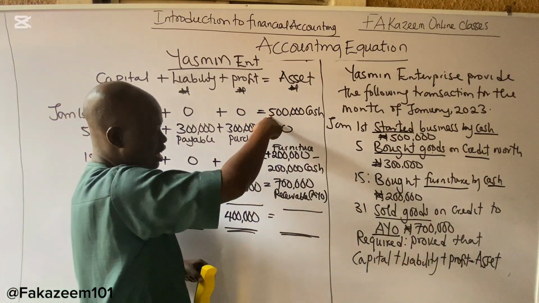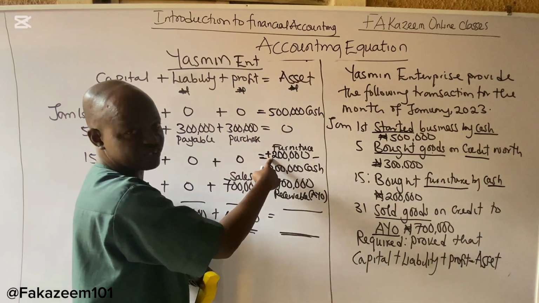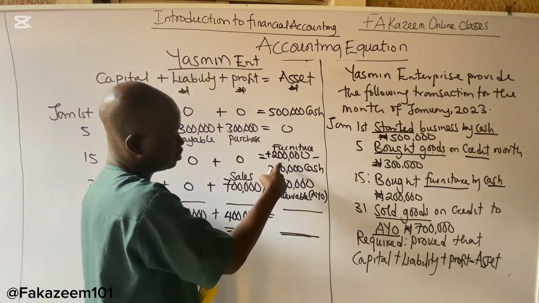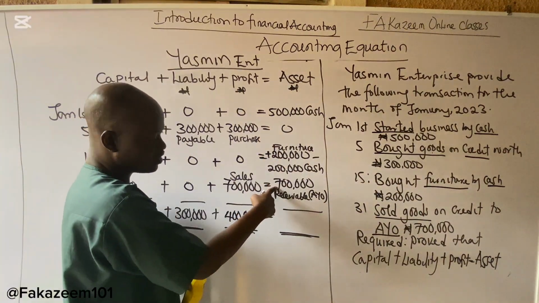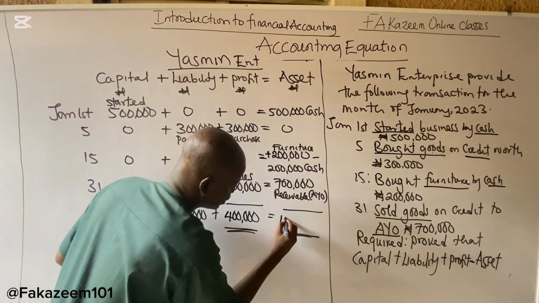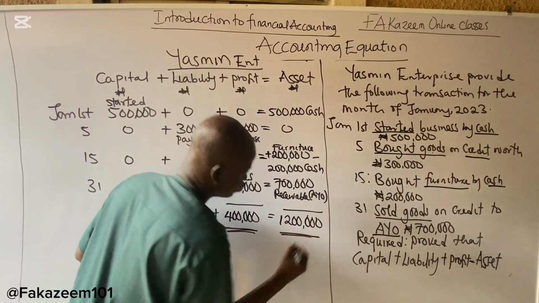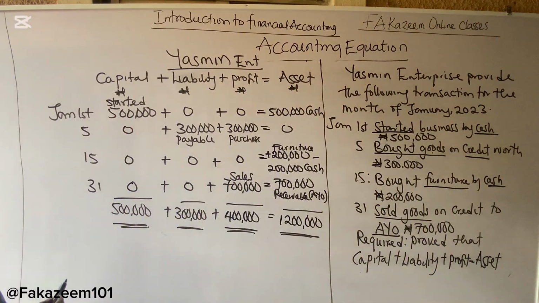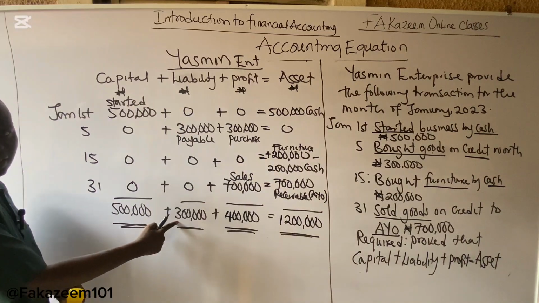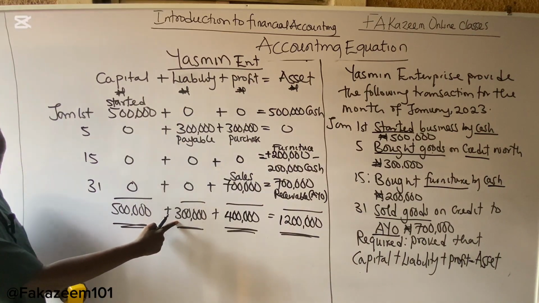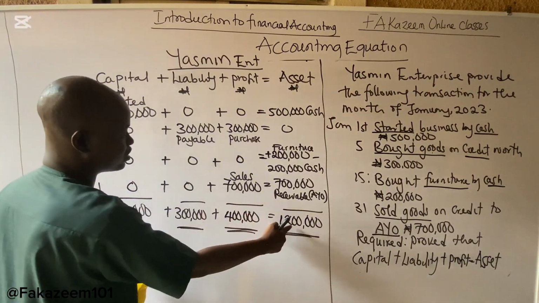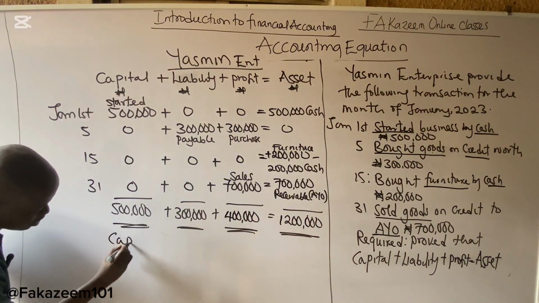We have 500,000 cash. The second asset was 0 plus 200,000 minus 200,000, that's 0. That's 500,000 plus 0, we still have a 0, plus 700,000, meaning 500,000 plus 700,000, that will give us 1.2 million. Let's see whether we are correct. Capital is 500,000 plus liability 300,000, that's 800,000, plus profit, which is 400,000, equals to what? Asset.